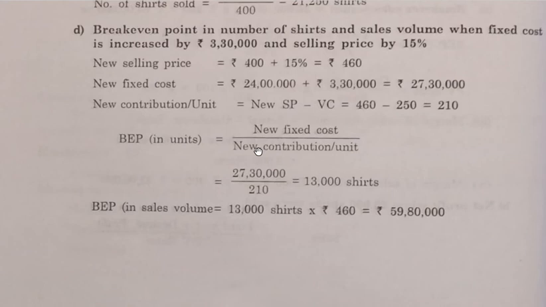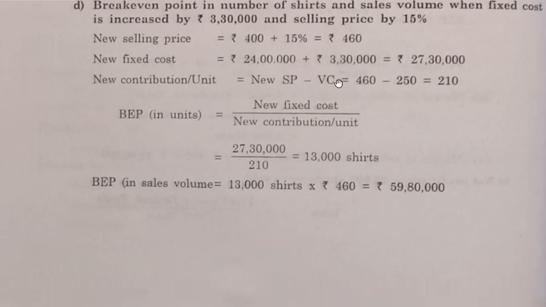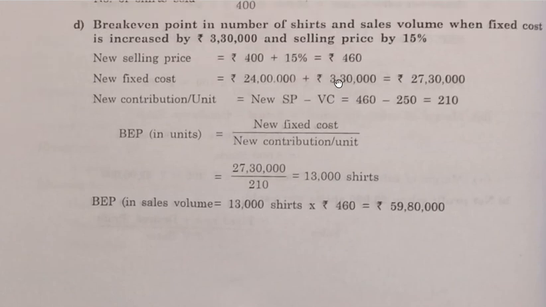and selling price by 15%. So what is your new selling price? It is increased by 15%. So 400 plus 15% increase, which is equal to 460. So what is the new variable cost?